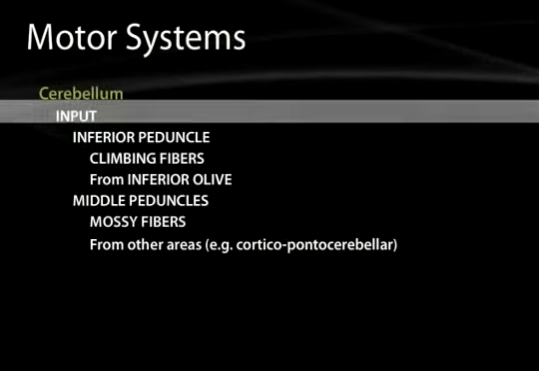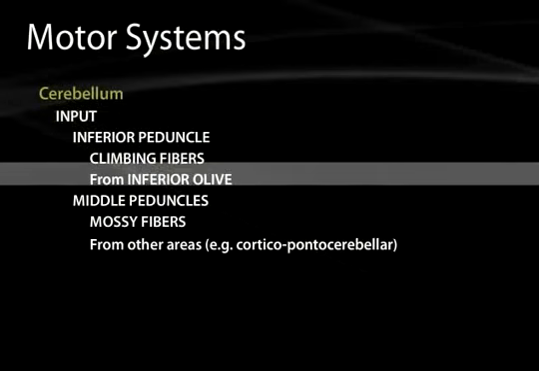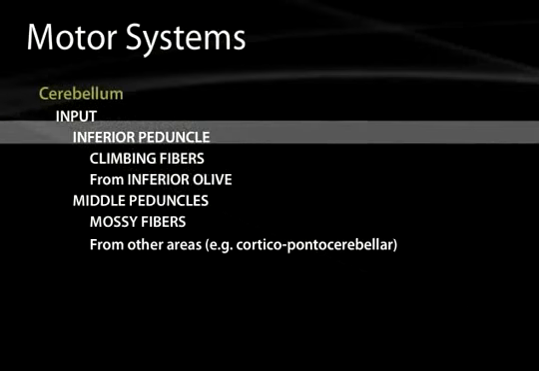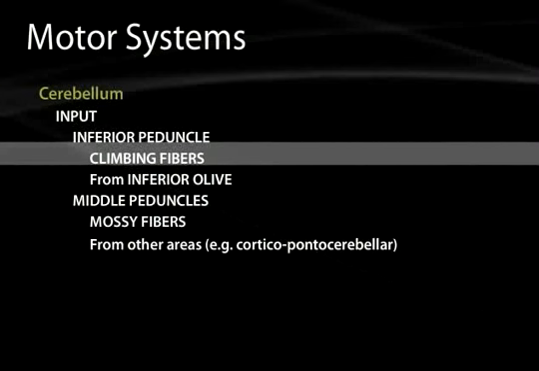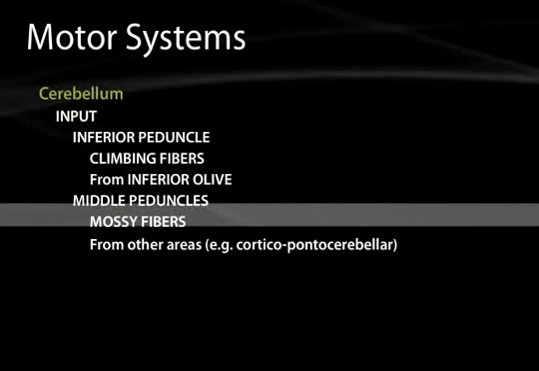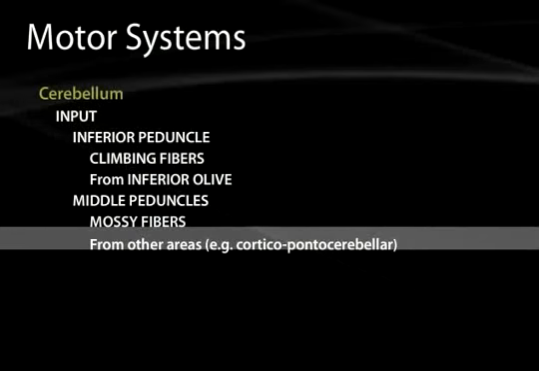Now, what is some of the input that comes into the cerebellum? Well, a major portion from the inferior olive goes through the inferior cerebellar peduncle. These are called climbing fibers, and they have a very unique interaction with the cells of the cerebellar cortex. The middle cerebellar peduncle carries mossy fibers, and these are fibers from other areas, such as the corticopontocerebellar fibers. These are the collateral inputs that I talked about just a bit ago.